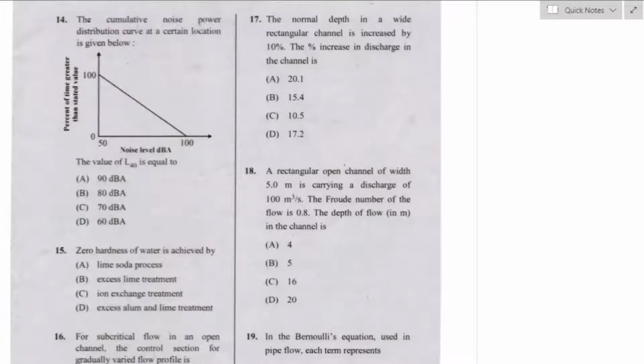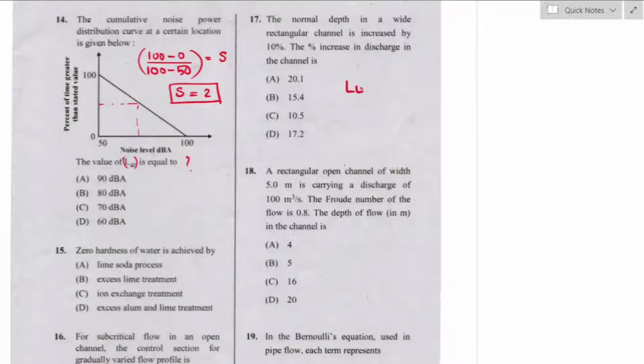Question number 14. The cumulative noise power distribution curve at a certain location is given below. The value of L40 is equal to, L40 means the noise level which is exceeded 40% of the time. The slope of the given noise power distribution curve will be 100 minus 0 divided by 100 minus 50. So the slope of the given noise power distribution curve will be 2.